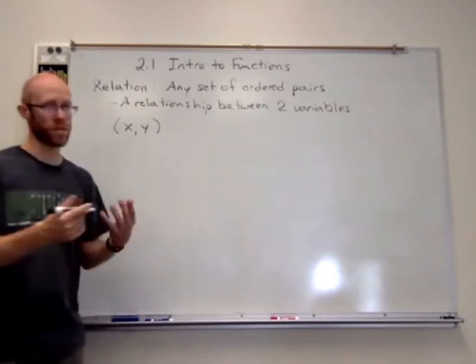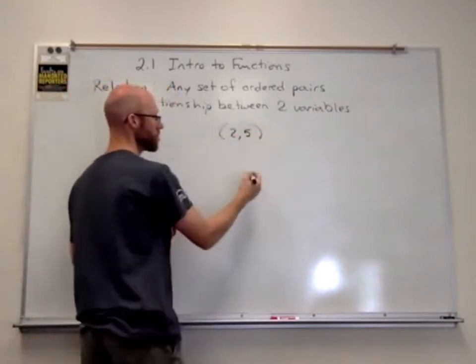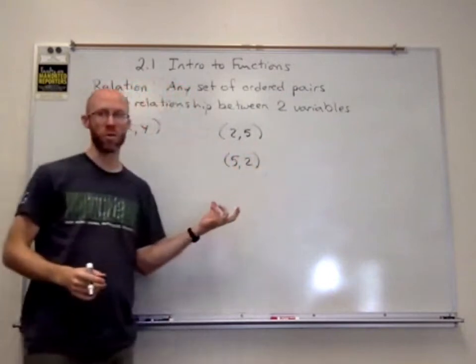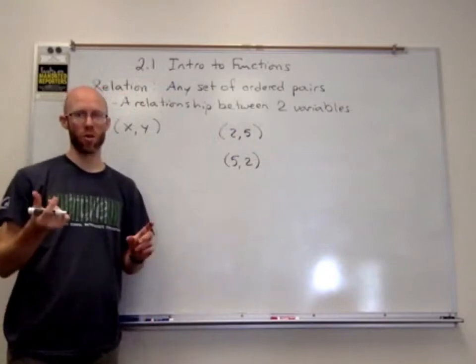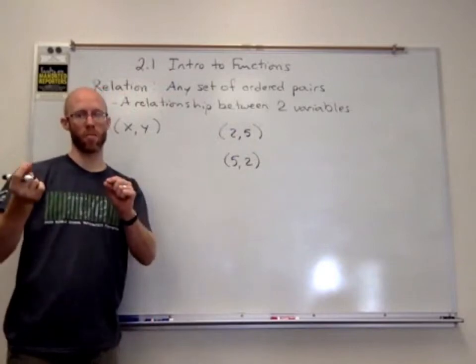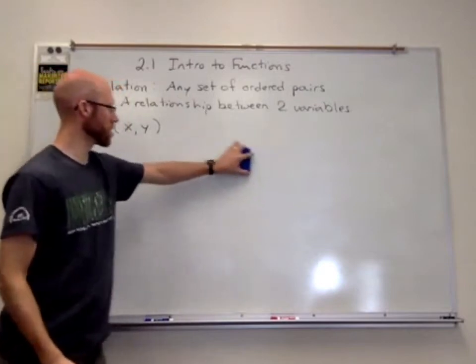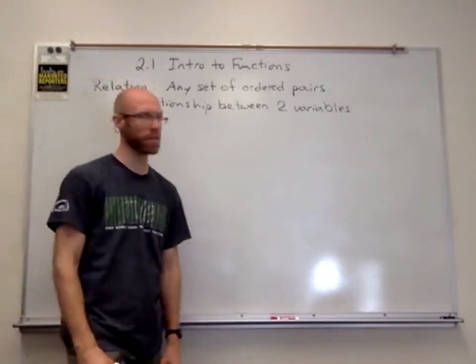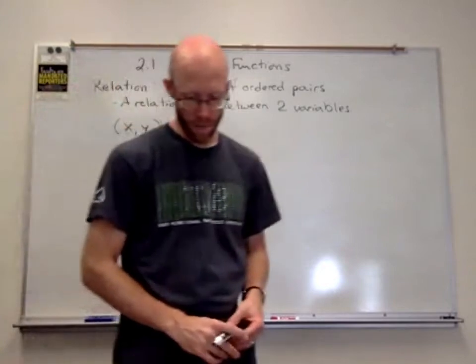So for instance, the point 2, 5 is different from the point 5, 2, right? The order is important. That's why they're called an ordered pair, because if you change the order, then you change the location of that point. So it's a different point. So order is important, and it has to be a pair of things. Okay, so that's the first thing.